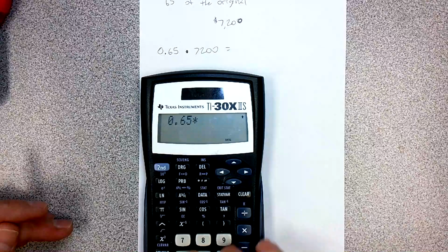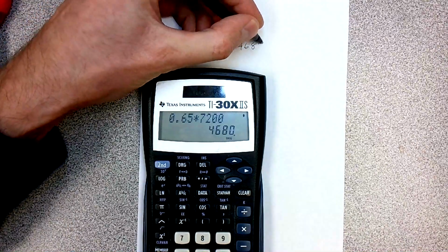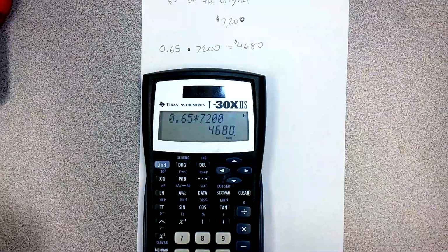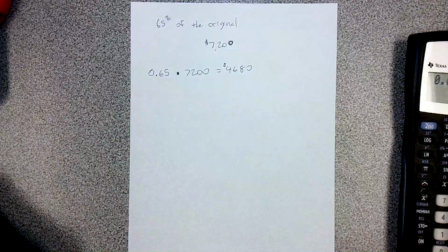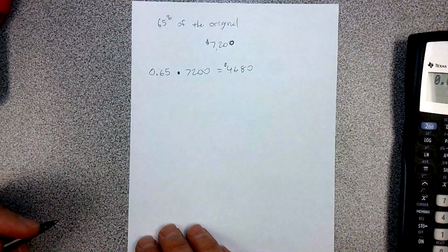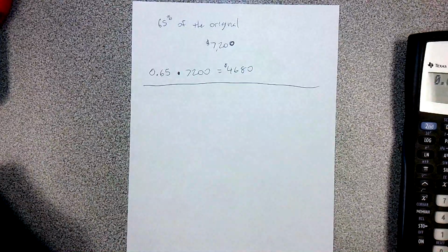65% as a decimal times 7,200 is $4,680. That was what he paid. That's the answer for that one. Okay, I'm going to do two more.